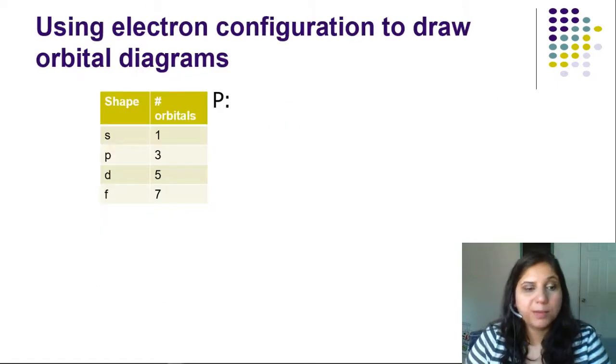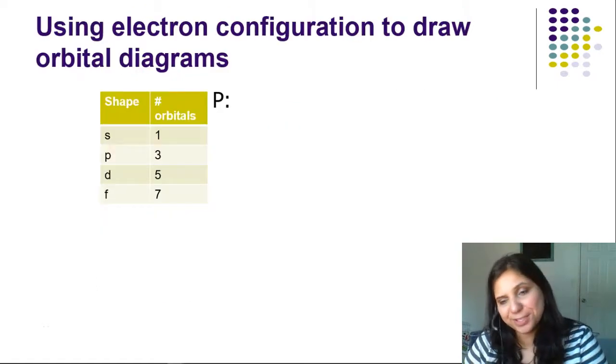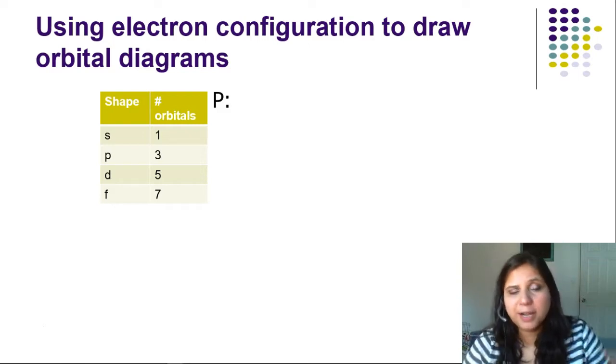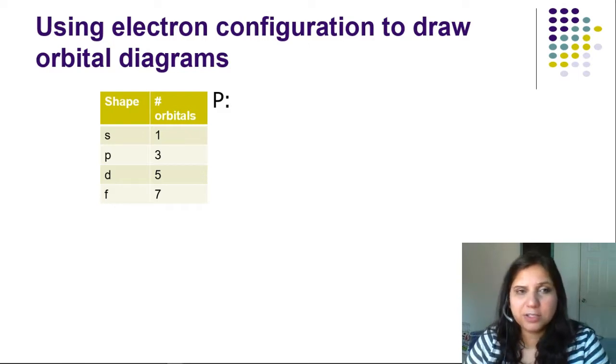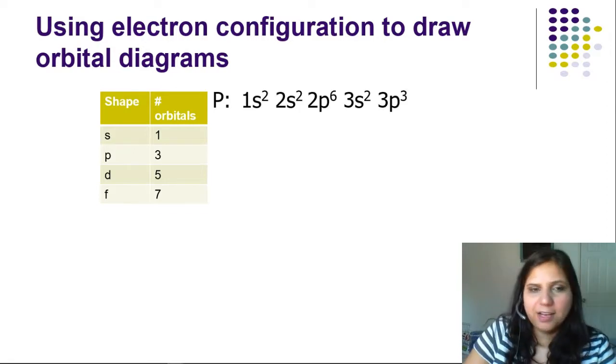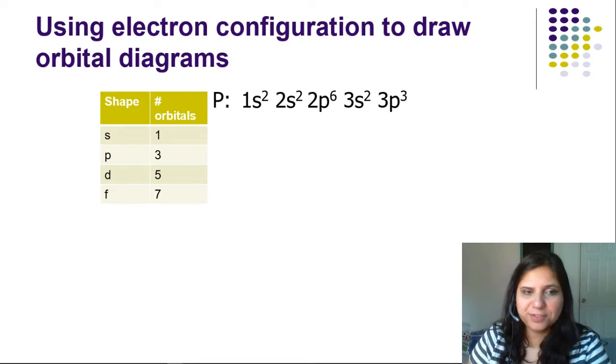All right, we can use these electron configurations to draw orbital diagrams. So I'm going to show you how to do that. I'd like you to practice by writing the electron configuration of phosphorus. All right, so it should look like that after you've done that.